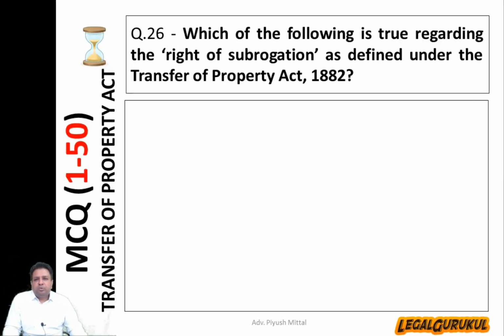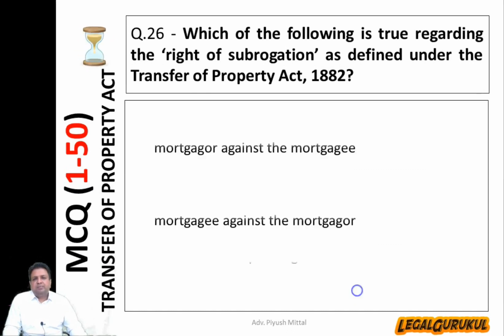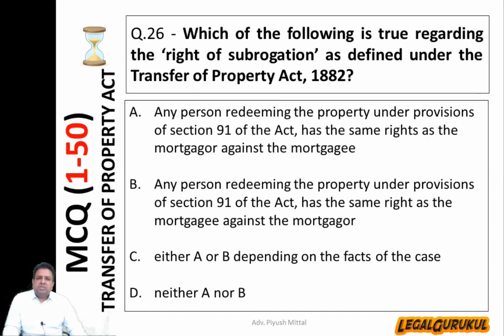Question number 26. Which of the following is true regarding the right of subrogation as defined under the Transfer of Property Act? Option A. Any person redeeming the property under provisions of Section 91 of the Act has the same rights as the mortgagor against the mortgagee. Option B. Any person redeeming the property under provision of Section 91 of the Act has the same rights as the mortgagee against the mortgagor. Option C. Either A or B depending on the facts of the case. Option D. Neither A nor B. And the correct answer is A.